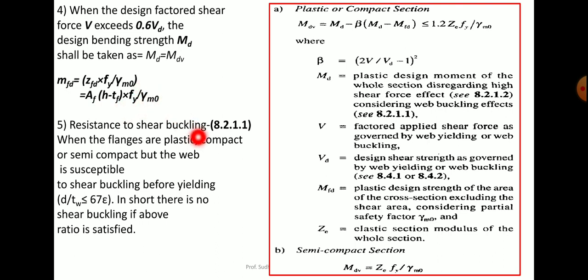So using this you need to calculate your MFD, and this MFD is nothing but a certain reduction factor applied to your regular moment carrying capacity. So in short, because of higher shear, your bending strength is going to reduce, and that reduction factor is applied in this particular second condition. So that is for your 0.6 Vd value greater than V value, that is high shear condition.